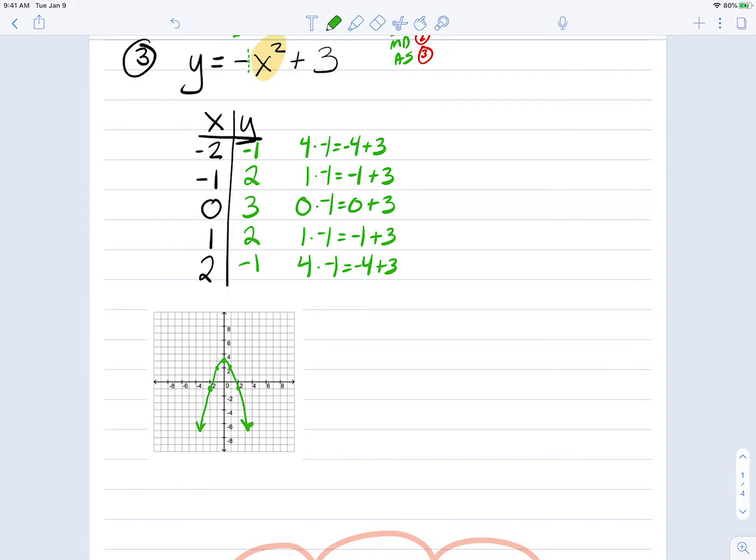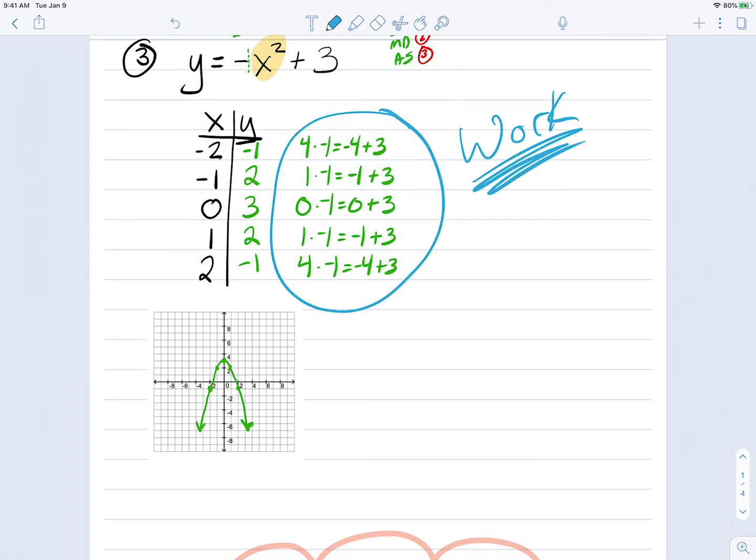So today's assignment is just filling in your table, and I want to see this work. So this work over here, I want to see. This is your work. Just writing down the answers is not going to be enough because that's on the answer key. I want to see the work. So showing me the work, the table, and your graph.